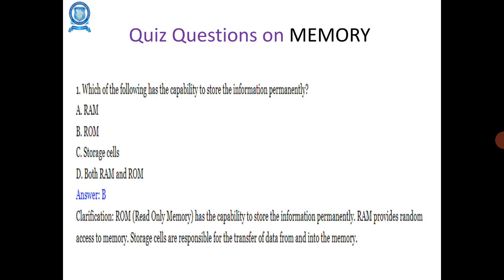Now we have a question based upon this memory. Which of the following has the capability to store information permanently? RAM, ROM, storage cells, or both RAM and ROM? The answer is ROM. Read-only memory has the capability to store information permanently. The storage cells are responsible for transferring data from and into the memory. So the data is transferred between the memory and the device by using these cells only.